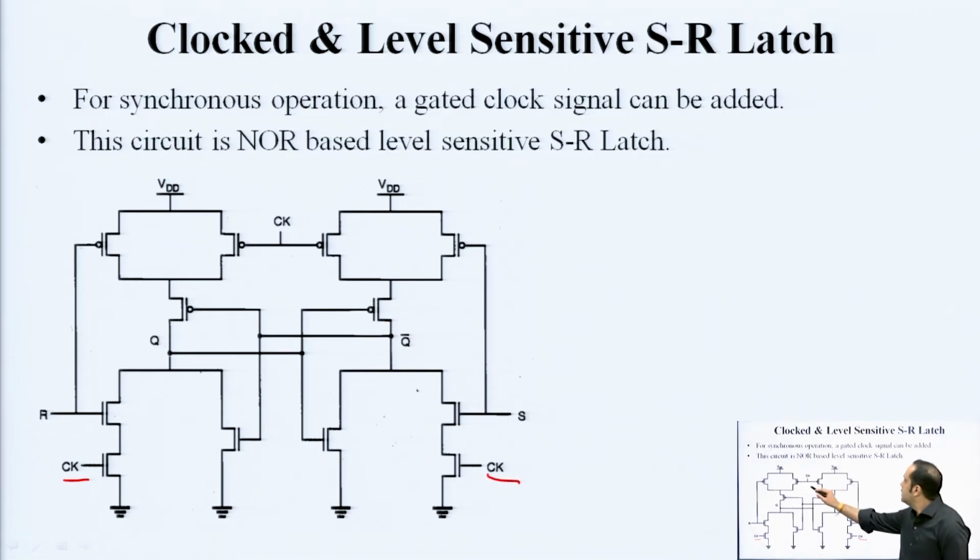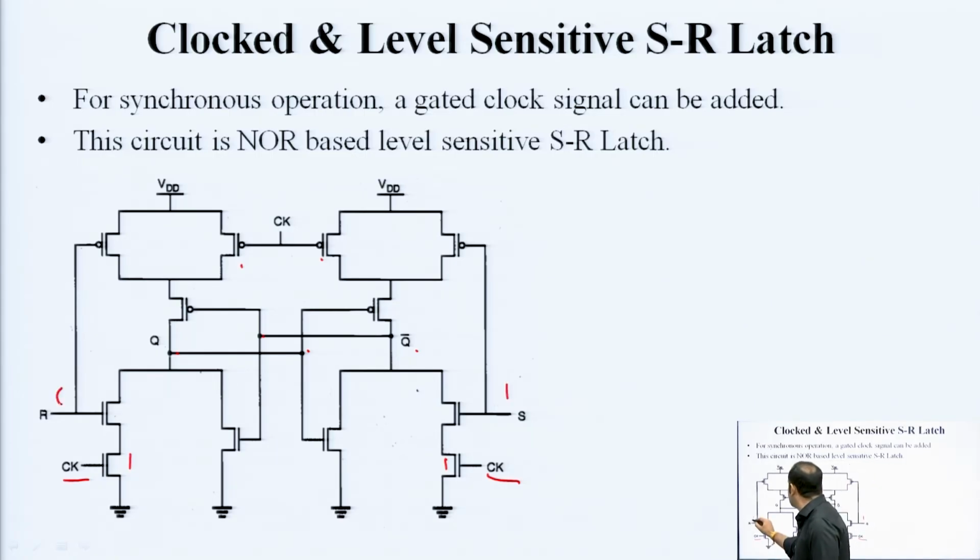Here you have added another transistor which is connected to the clock. The output Q here is going as input here, and the output Q bar here is going as input here. So you see, when the clock goes high, when the clock is 1, suppose S is 1 and R is 0. In that case there is a path for your Q to charge here. This R equal to 0 provides a path for it to charge.